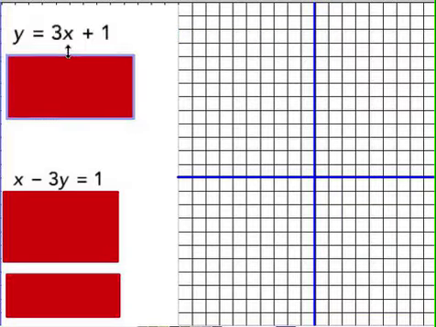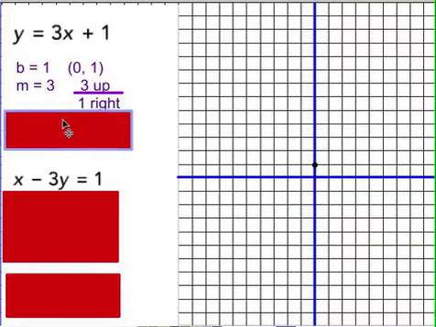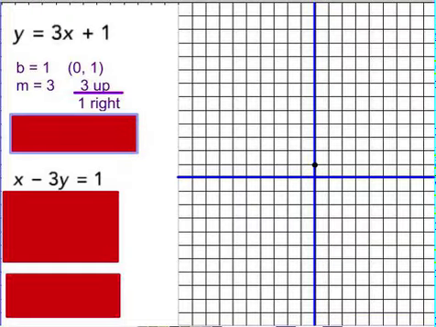So our y-intercept is 1, so that means we graph at (0, 1). And our slope is 3. Since it's positive 3, that means 3 up and 1 to the right. So once again, we go to our y-intercept, go 3 up and 1 to the right, 3 up, 1 to the right. Again, you only need to make enough points so that you can guarantee a straight line.